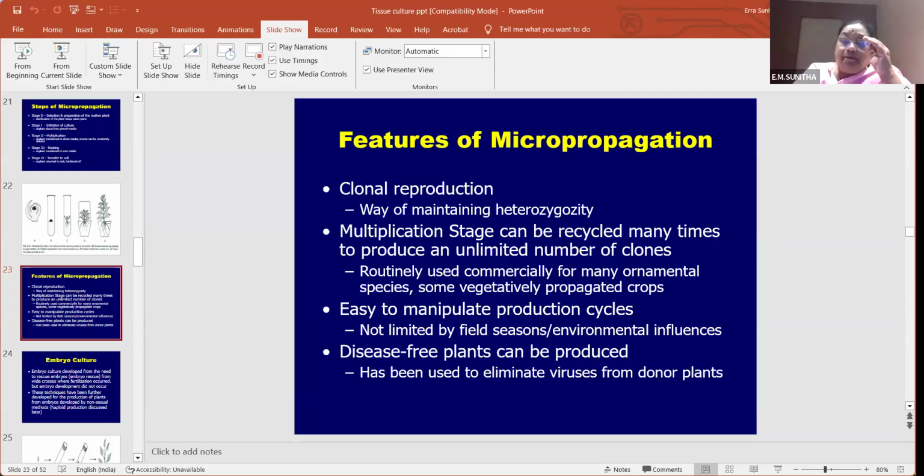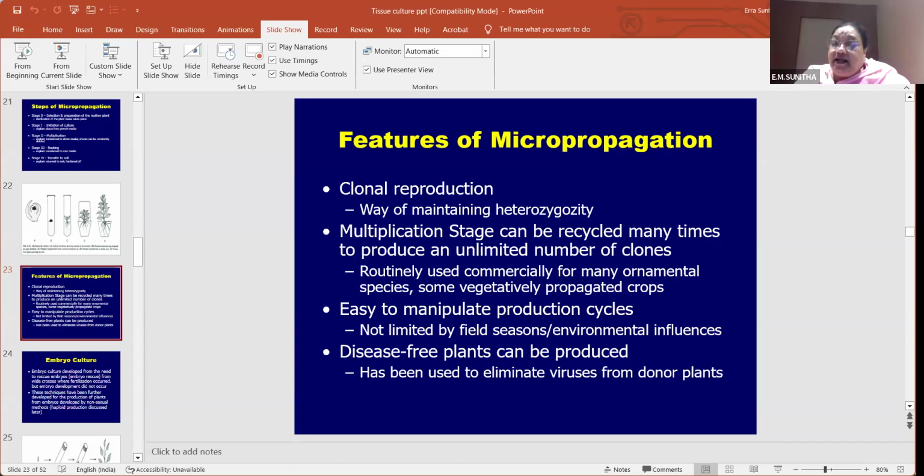So that is you're propagating it and you're selling it for more cost. So that is one basic thing you're having here. The basic thing is for the business purpose and also for the research purpose we can say. But what features does it have? Here we look at micropropagation: what features does it have? First one is clonal reproduction.